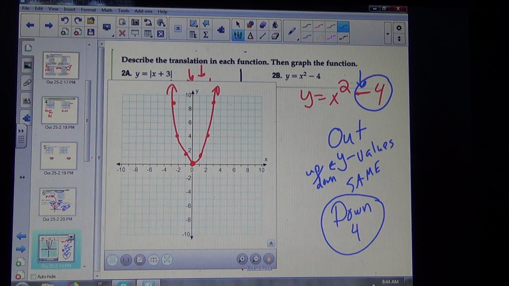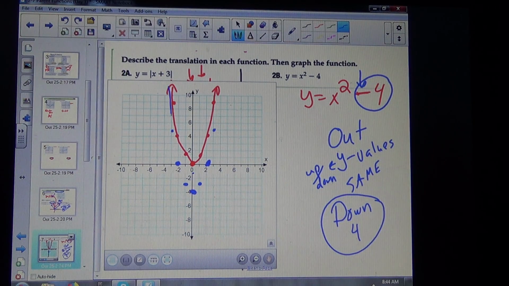Once you have your parent graph, take every point and just count down 4, make a new mark. Take another point, count down 4, make a mark. So I'd go here, 1, 2, 3, 4, make a mark. Here, 1, 2, 3, 4, make a mark. Here, 1, 2, 3, 4, make a mark. Here, 1, 2, 3, 4, make a mark. 9, 8, 7, 6, 5, make a mark. And that's a mirror image on the other side. 1, 2, 3, 4, and 1, 2, 3, 4.